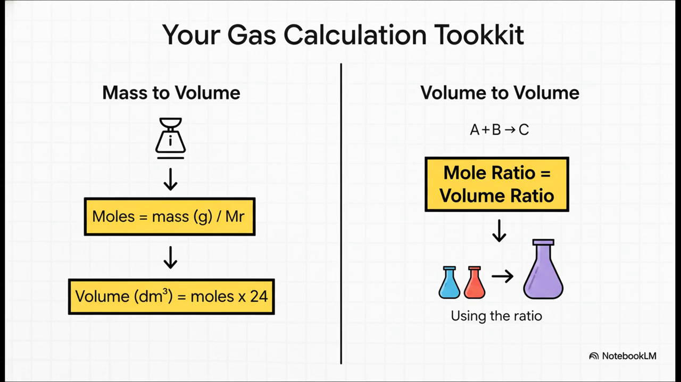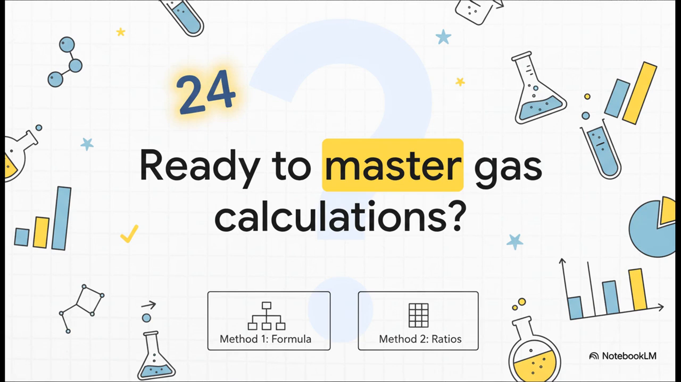If a question gives you a mass, you use that two-step formula method. Convert the mass to moles, and then convert the moles to a volume using 24. If the question only gives you volumes, it's even easier. Just use the mole ratio straight from the balanced equation. And honestly, that's pretty much it.